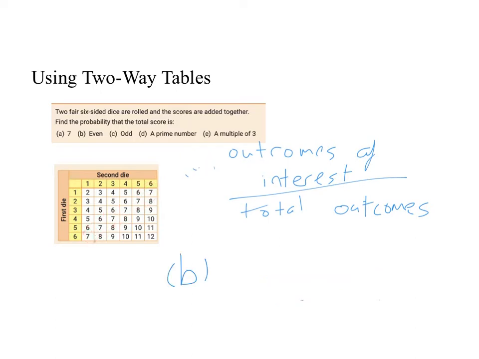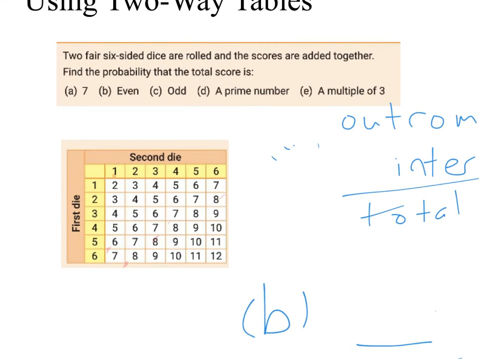For part B, it's going to be the same thing. We're going to look at the number of outcomes of interest divided by the total number of outcomes. So we already know there's 36 total outcomes here. So we're just going to see how many of them are even numbers. So we might guess that about half of these are even numbers, but we'll just have to go and look at them in detail to see. So we'll circle all of our even numbers here.